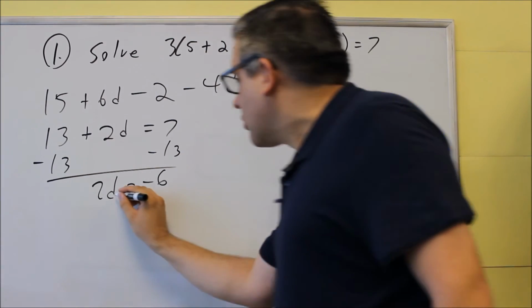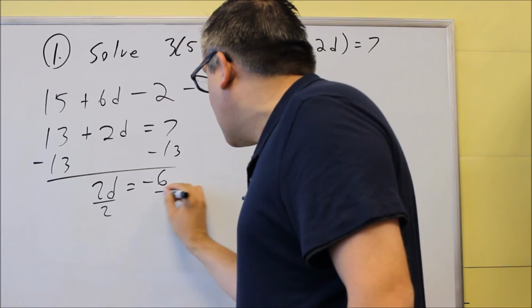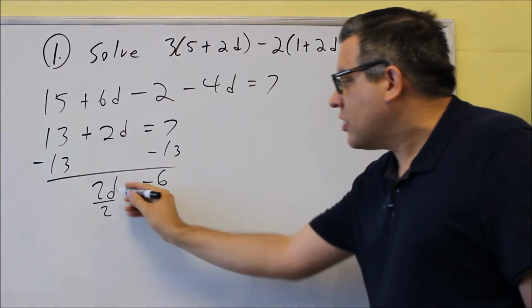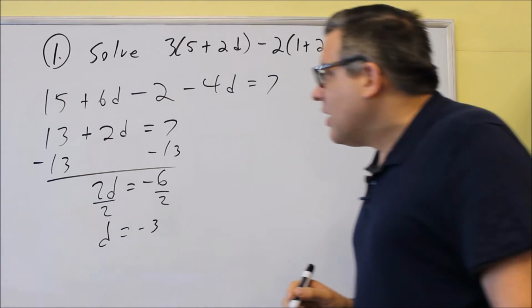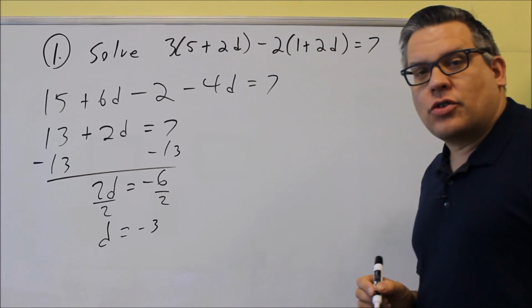Then we just divide both sides. Remember, we're always doing the opposite operation, so if it's multiplication, it's division. Divide, and we get d equals negative 3. So negative 3 is your answer for number 1.